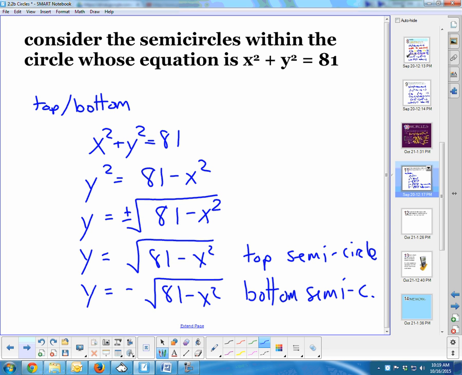And for the left half, right half, it would be very similar. If you want to pause the video, try it yourself. It might not be a bad idea. Come back and look at the solution.